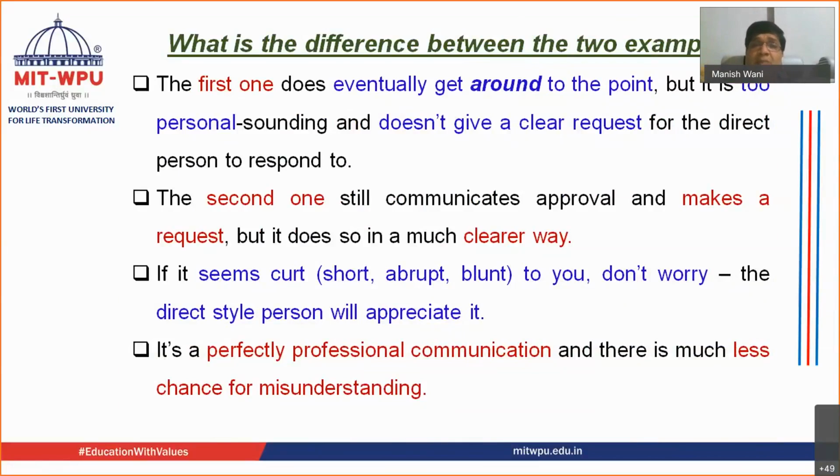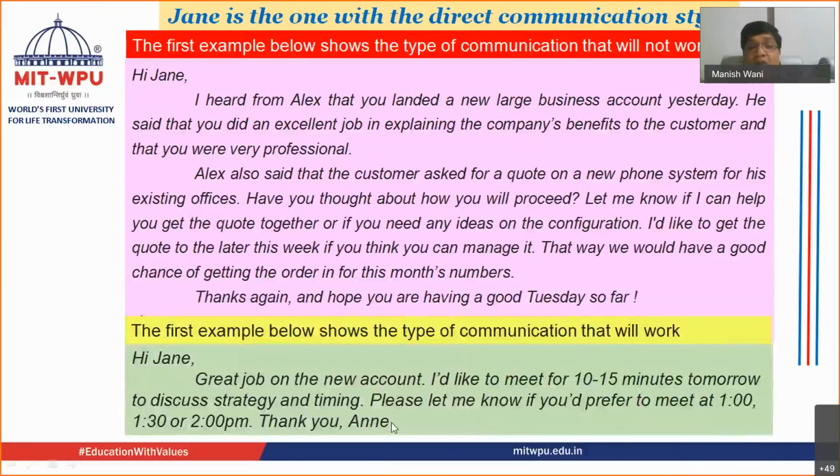Also, if you see the second communication, it is very professional, and there is very little chance of misunderstanding. Whereas if you see the first communication, what Annie wants to ask, Jane is not able to understand, because it is not a direct kind of communication. So that is the difference between the first and the second communication. This second kind of communication would be very, very useful.